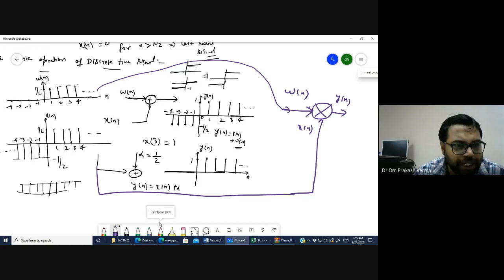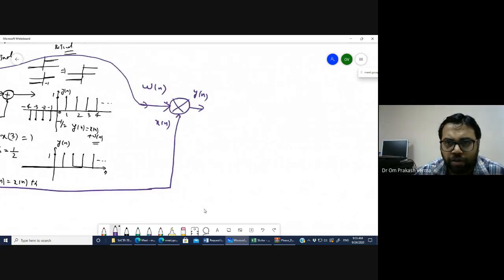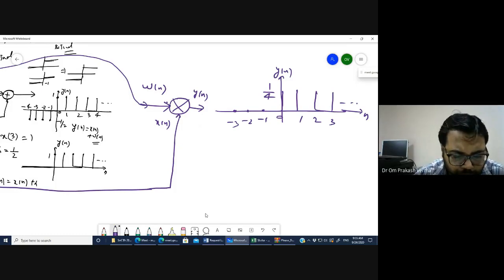In this case 1/2 and 1/2 will automatically give, from 0 to infinity, 1/4. However, 0 and 1/2 multiplied will give 0 from -infinity to 0. So we can draw this signal as 0 from this side. However, this is 1/4, 1/4, 1/4, and 1/4, at 1, 2, 3, and so on, and -1, -2, -3. So this is the y[n]. y[n] is x[n] multiplied with w[n], right?